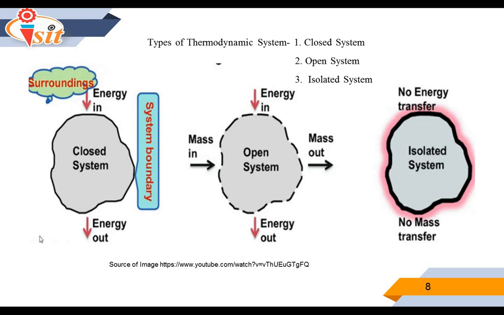And if we want to take examples of a closed system, in that case only energy is transferred, no mass transfer takes place, like a piston and cylinder assembly without wall. That is an example of a closed system. Also refrigeration cycles are examples of closed systems. And in an isolated system, the hot coffee in a well insulated flask, and the universe, are examples of isolated systems, where no mass transfer takes place and no energy transfer takes place.